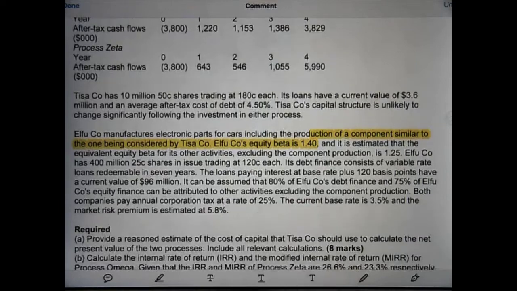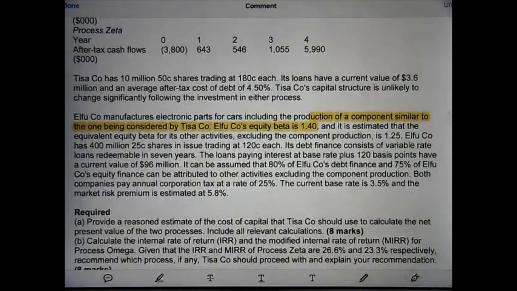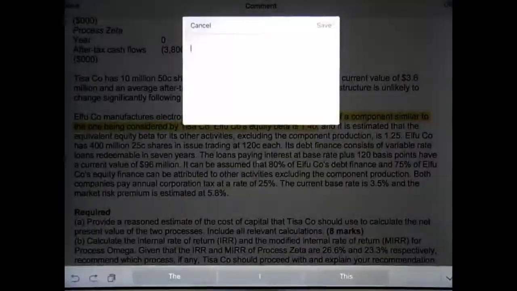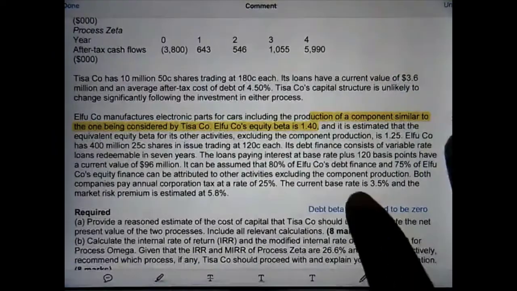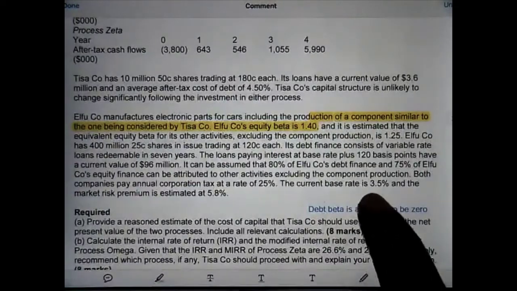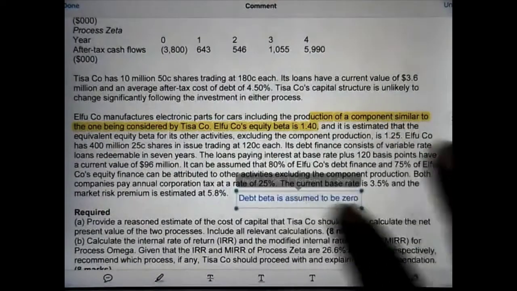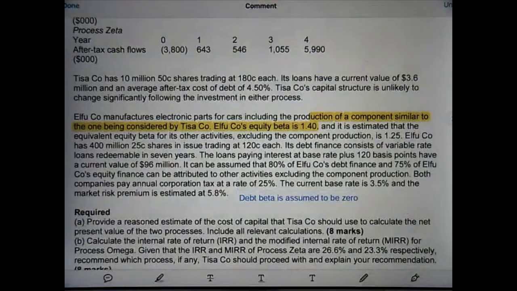Okay. Alpha has a loan, has 400 million, 25 cent shares. Its debt finance consists of variable rate. Now, since they have given you variable debt financing, you need to make a simple assumption. What are you going to say? Debt beta is assumed to be 0. You need to say that. Okay? If you don't say that, then you've got a problem. Are we clear or not clear? Got it?